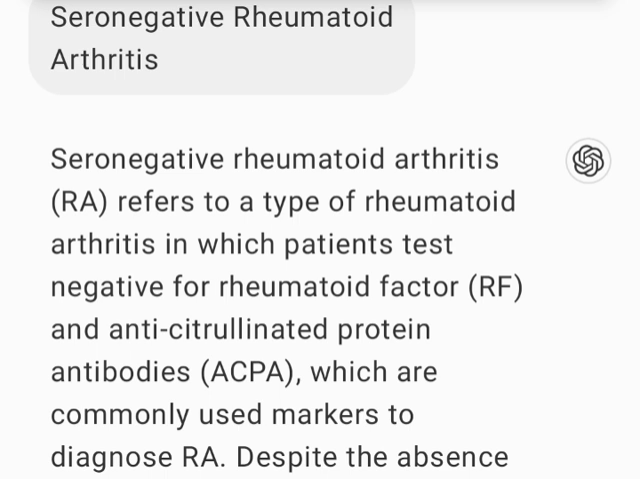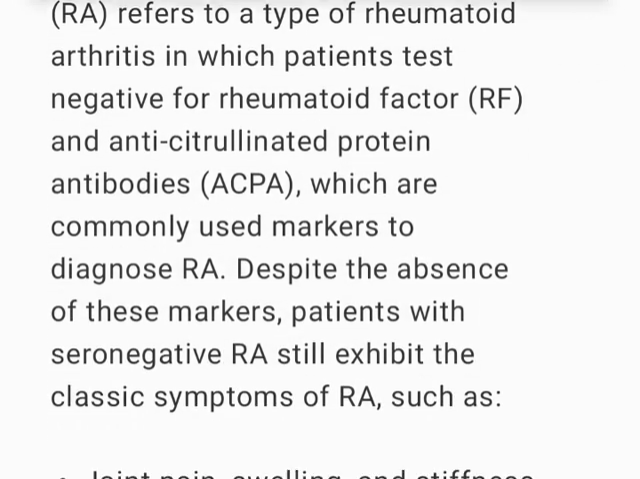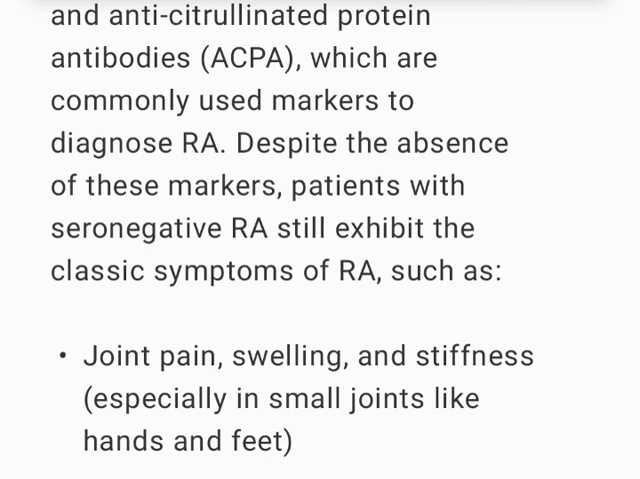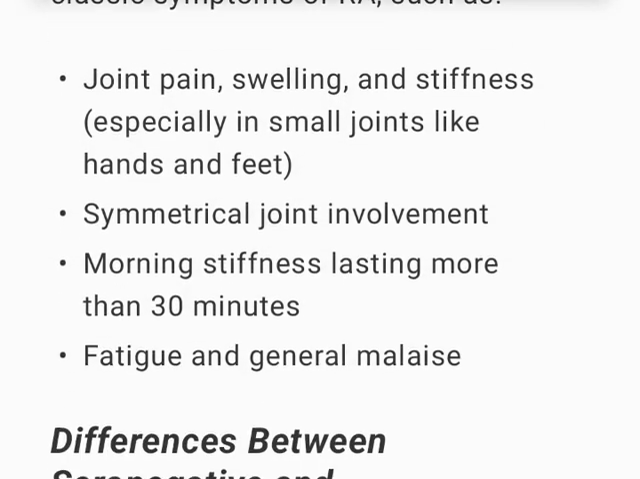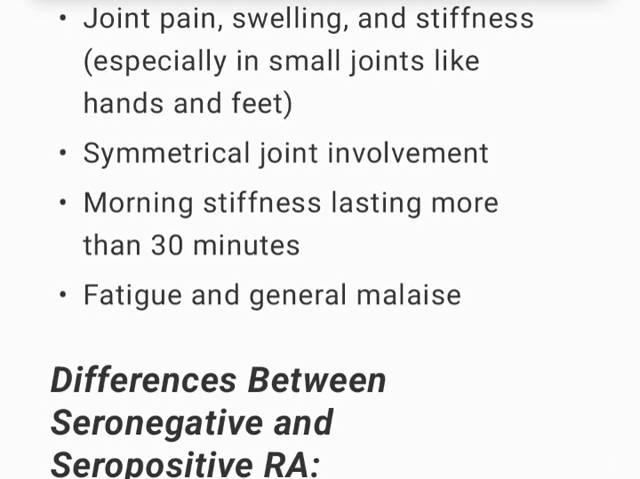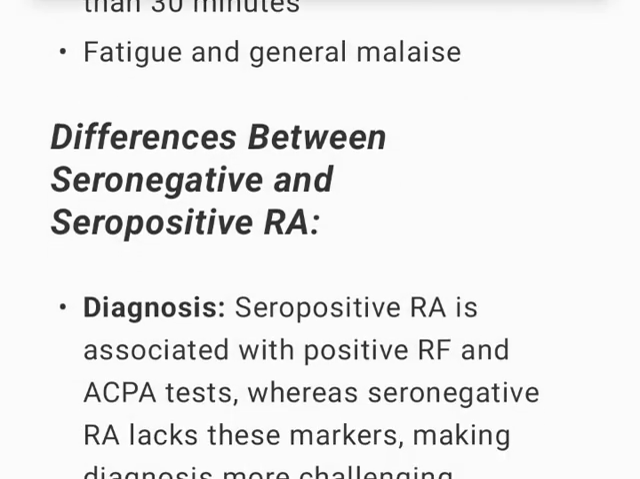Seronegative rheumatoid arthritis, RA, refers to a type of rheumatoid arthritis in which patients test negative for rheumatoid factor, RF, and anti-citrullinated protein antibodies, ACPA, commonly used markers to diagnose RA. Despite the absence of these markers, patients with seronegative RA still exhibit the classic symptoms of RA, such as joint pain, swelling, and stiffness, especially in small joints like hands and feet, symmetrical joint involvement, morning stiffness lasting more than 30 minutes, fatigue, and general malaise.